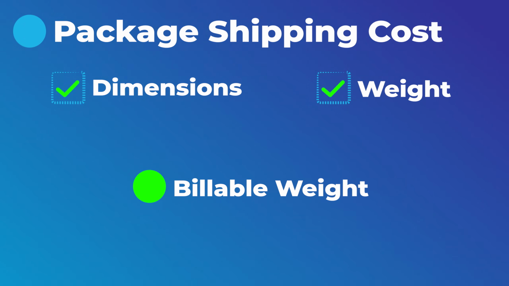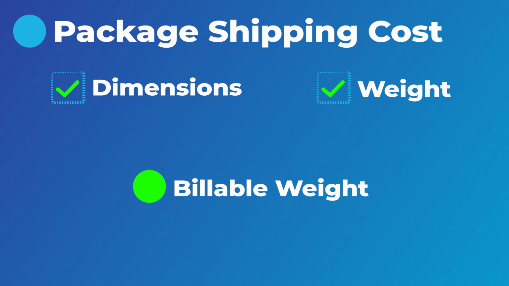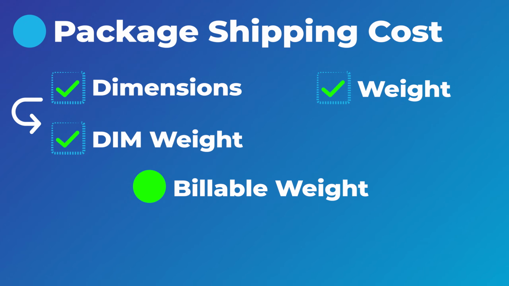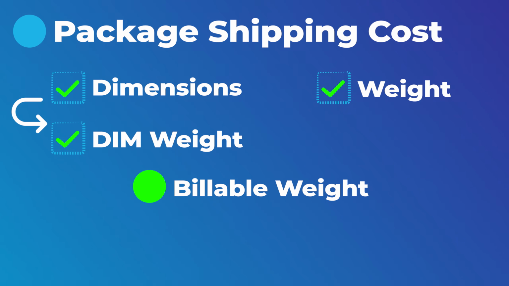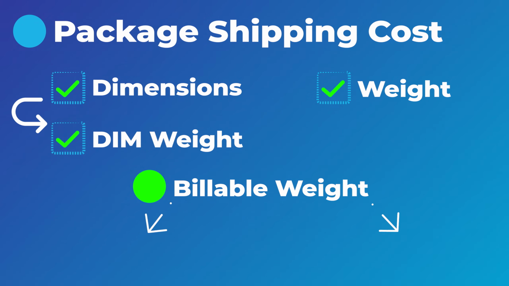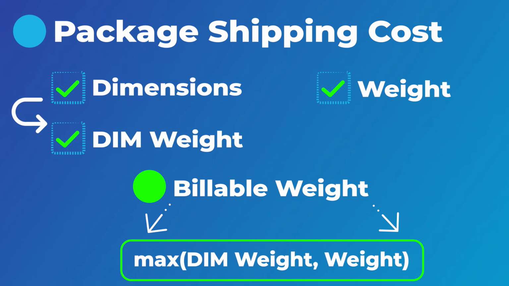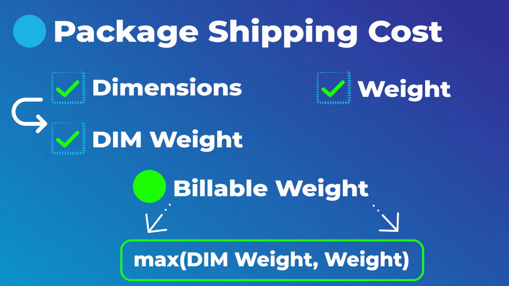Billable weight is based on something called the dimensional weight, also known as the dim weight, and the actual weight of the package. The billable weight will be equal to the one that is greater between the dim weight and the actual weight. So if the dim weight is greater than the actual weight of the package, then the dim weight will be the billable weight. Otherwise, the actual weight of the package will be the billable weight.